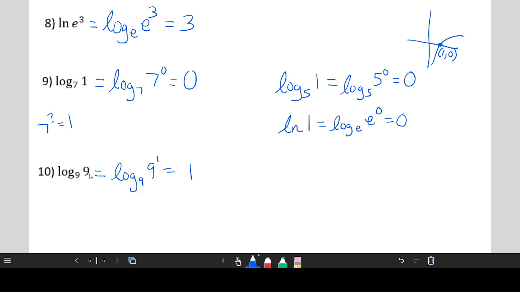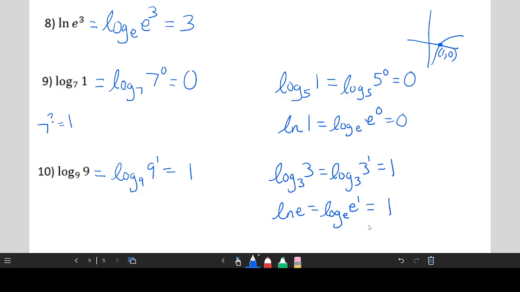So that's a common pattern you'll see too. If the input is equal to the base, it's going to come out to be 1. So for example, log base 3 of 3 is log base 3 of 3 to the first, so that's equal to 1 as well. Same with natural log of e. Natural log is log base e, and we can think of e as e to the first, and so that's just equal to 1 as well.